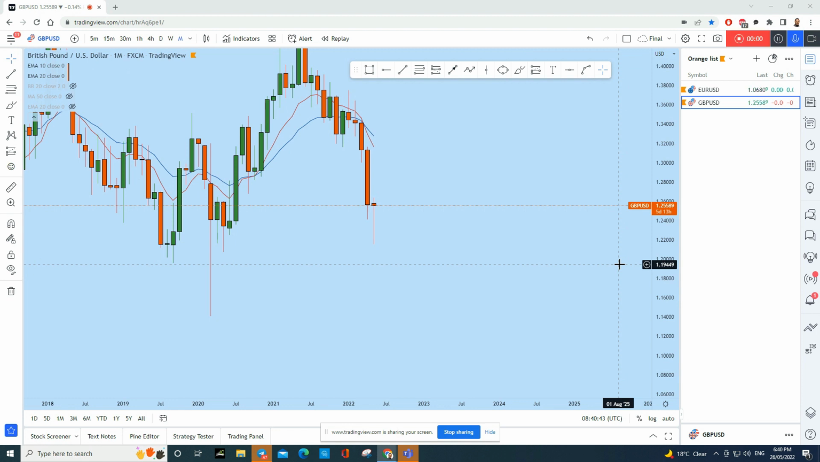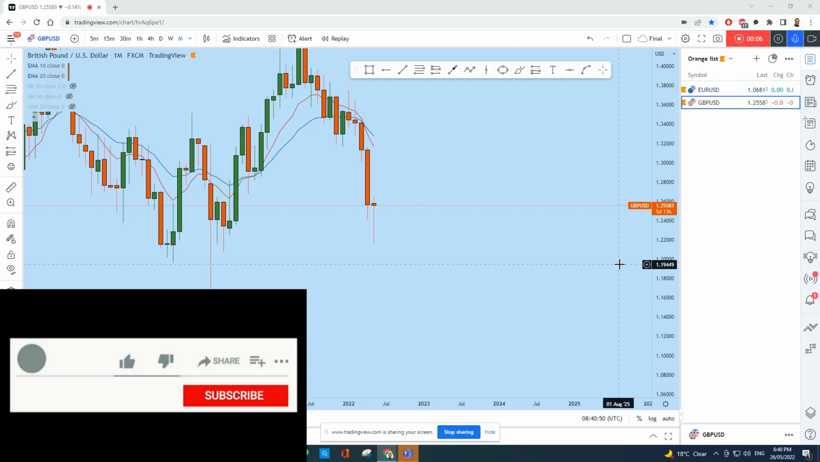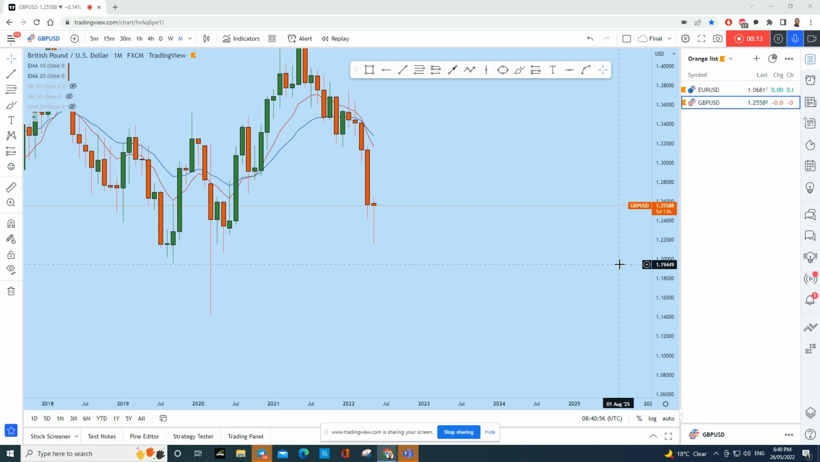What's up, traders? So let's do a complete multi-time frame analysis of EUR/USD and GBP/USD. Let's see what kind of trading opportunity we have in these instruments. Now, first, let's start with GBP/USD. Then we'll go back to the EUR/USD to see how we can trade this instrument.